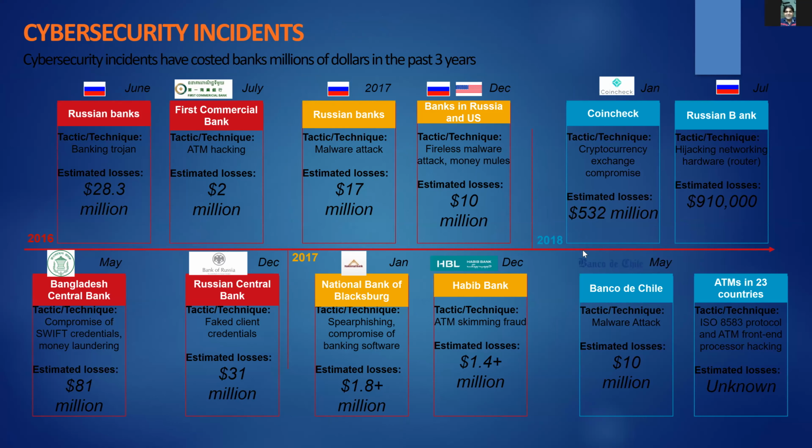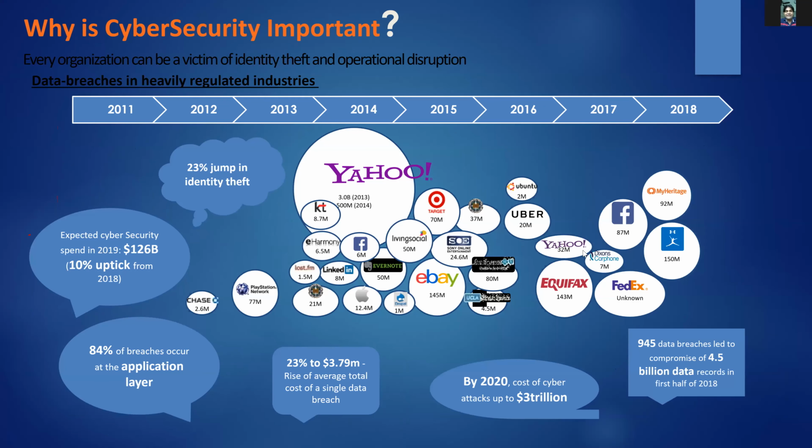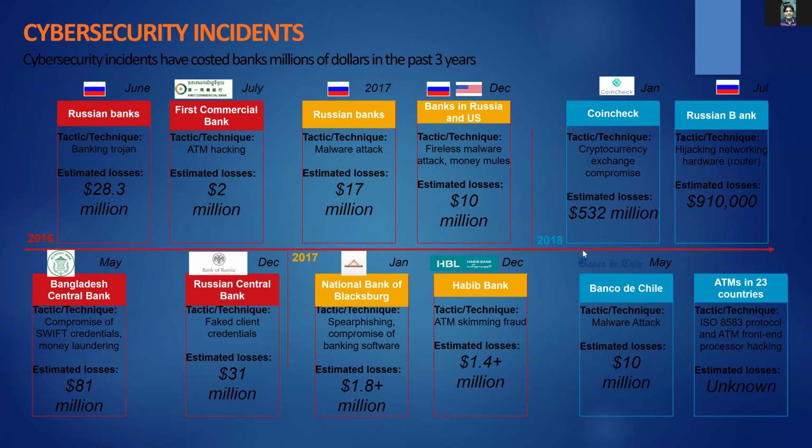So these are some of the cybersecurity incidents that we have seen. A Russian bank lost 28.3 million. And if you see Banco di Chile, 10 million, Habib Bank, National Bank of, you name one, there are so many big banks that have already been breached. And imagine, they have got everything in the world, all the money, all the technology, but still the infiltrators are so smart, they can breach and break the system. Next slide. I think it's just a continuation of that.